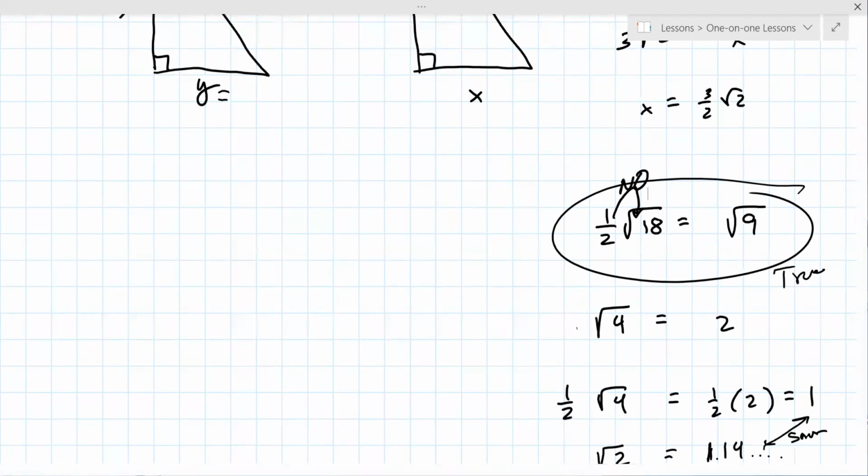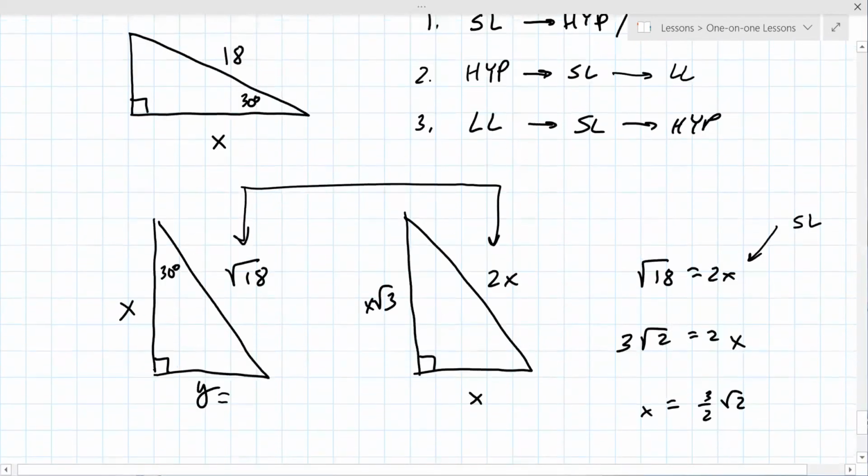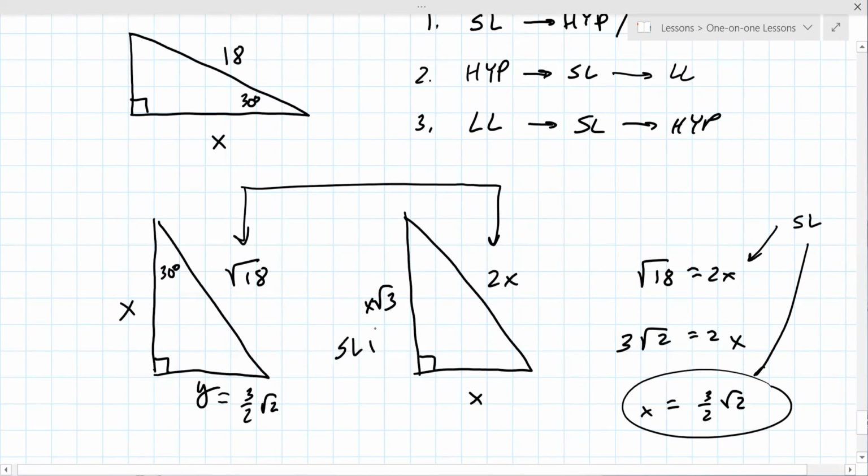Okay. So let's go back to this problem here, which is we found that x, the short leg, is here. That means y is 3/2 square root of 2. It's almost better to know it in words. It's the short leg times the square root of 3. So it's just 3/2 square root of 6? Yeah, exactly.